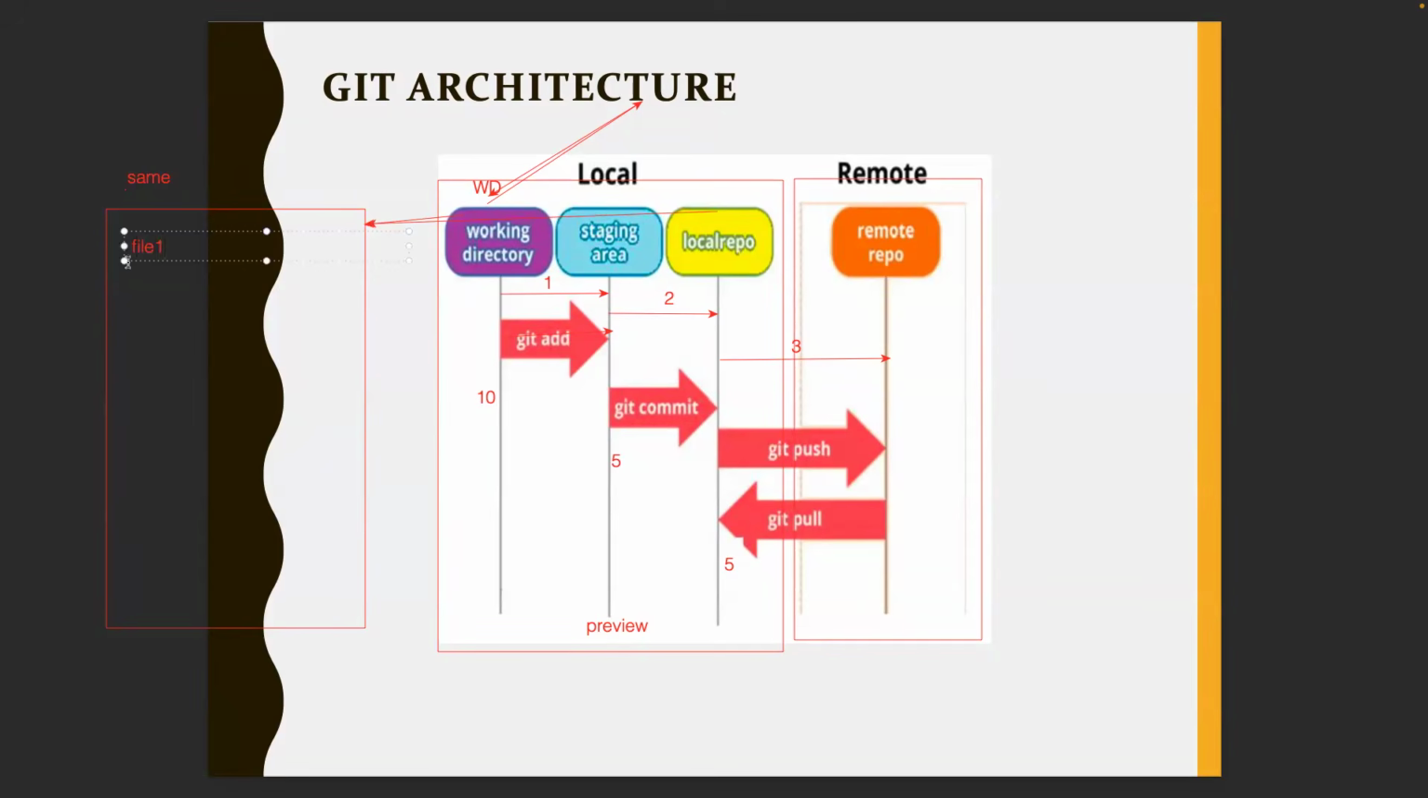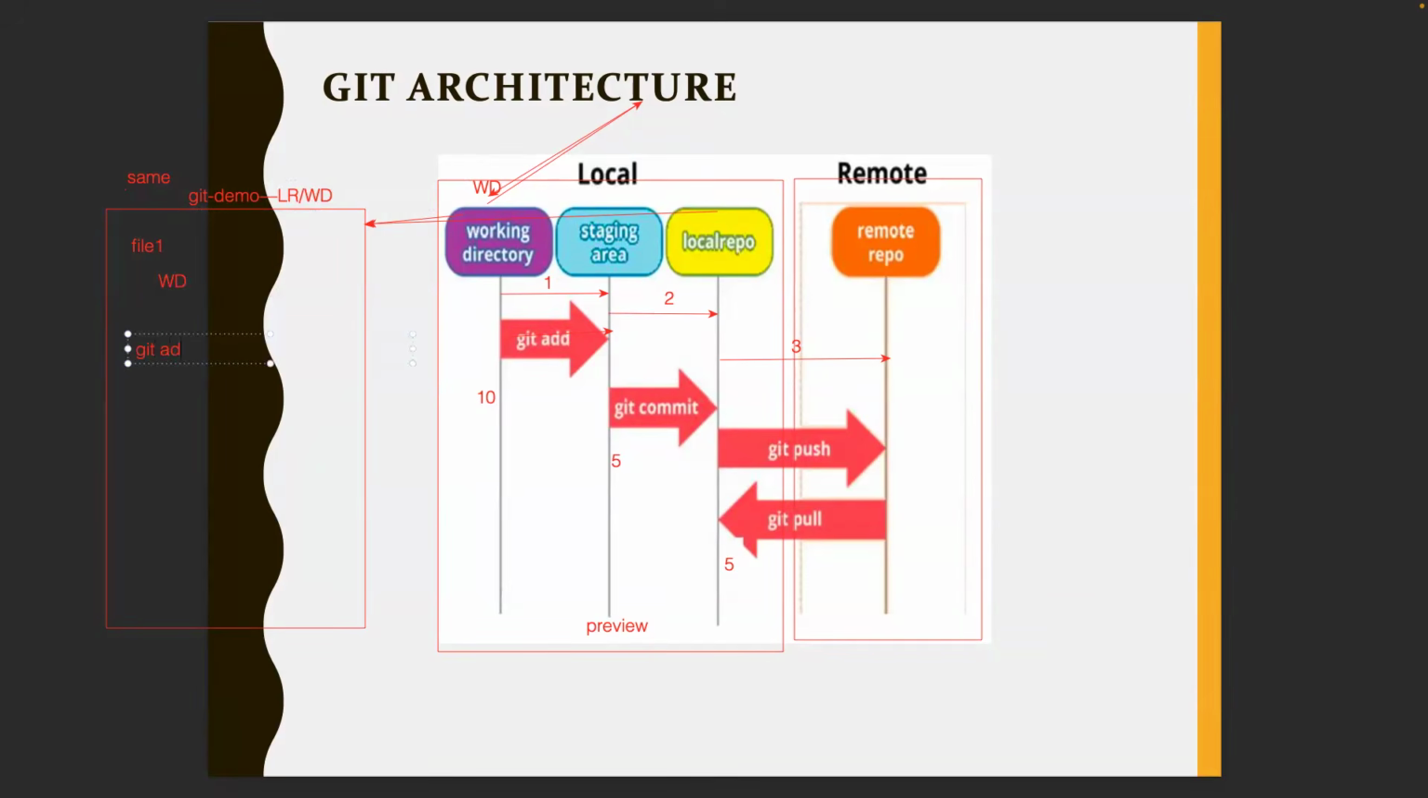Suppose you have some file one here. Let's say you create, okay, this is my local repository. Let me give this folder the name git demo. Let's say it's a local repository. I'm telling you the same folder is the working directory also. How? Let's see. Suppose you created some file in this folder. Then it is said to be in the working directory.